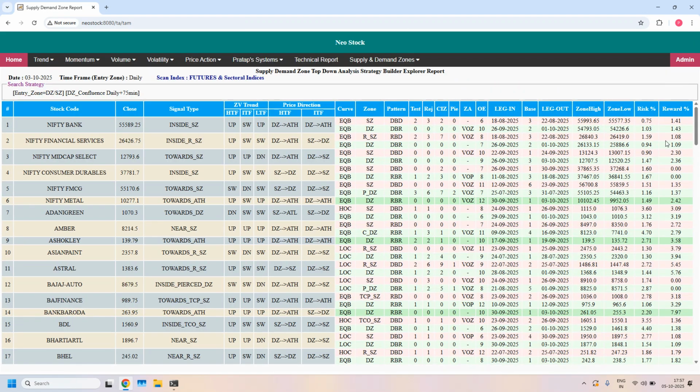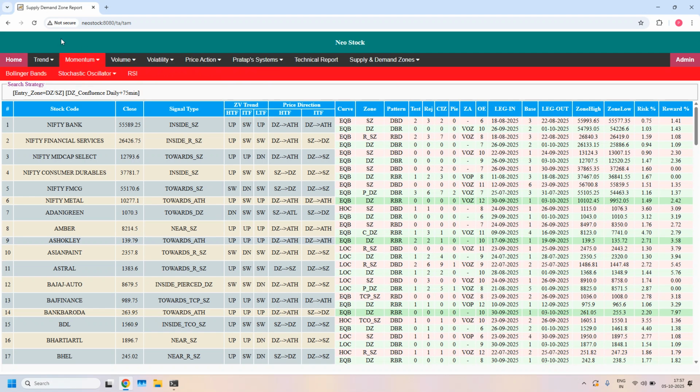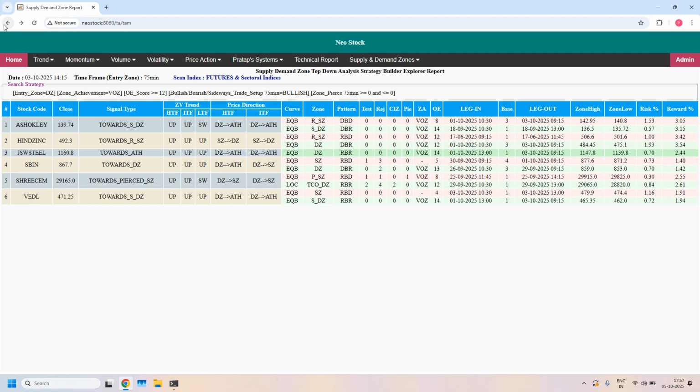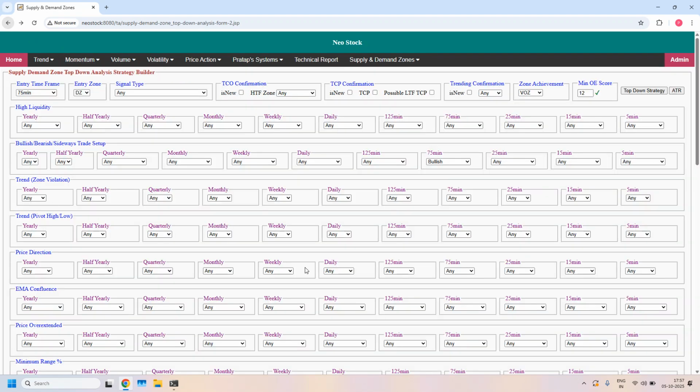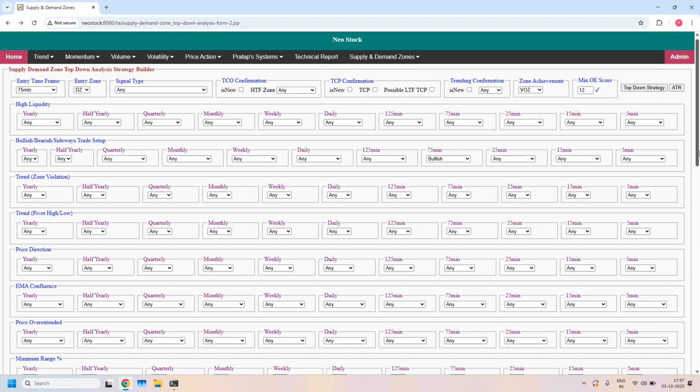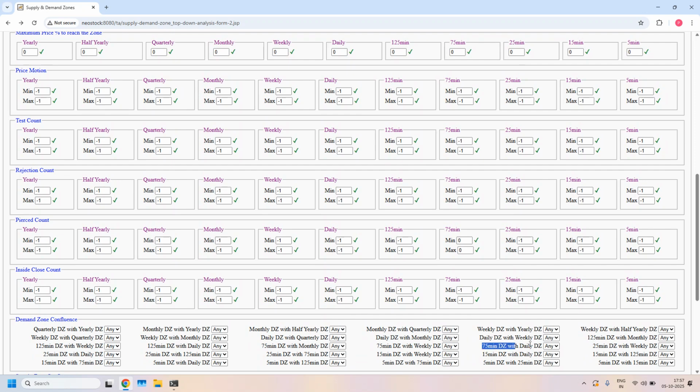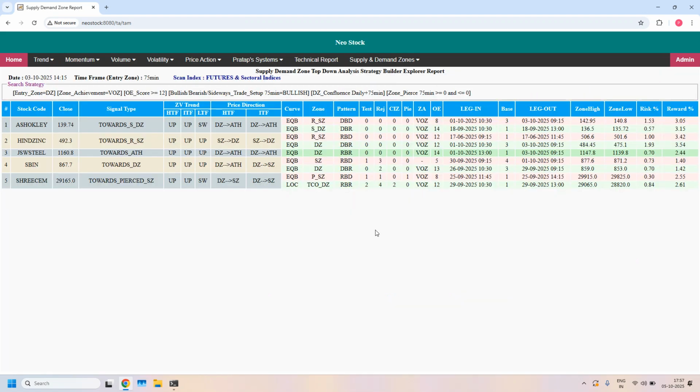Something wrong. Some mistake I made. Okay, bullish trade setup. Let us apply the 75 minutes. Again, 75 minutes demand zone with daily demand zone filter I am applying. Yeah, out of 6, we got 5 stocks.